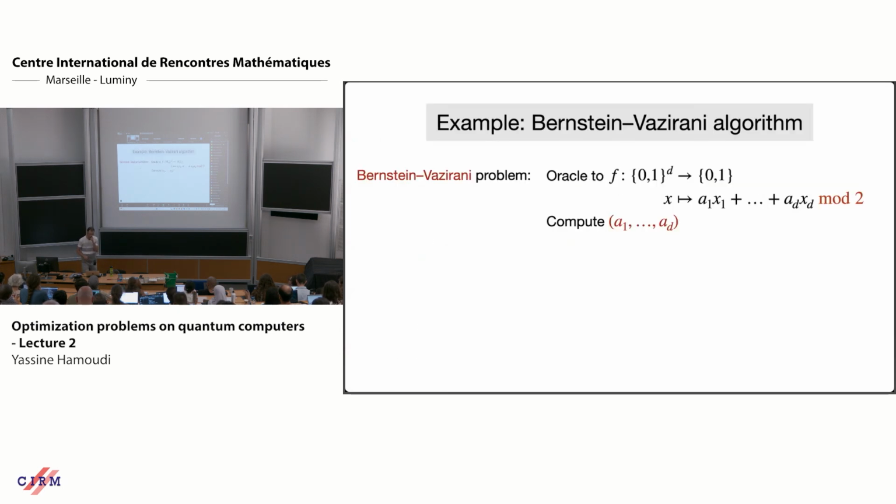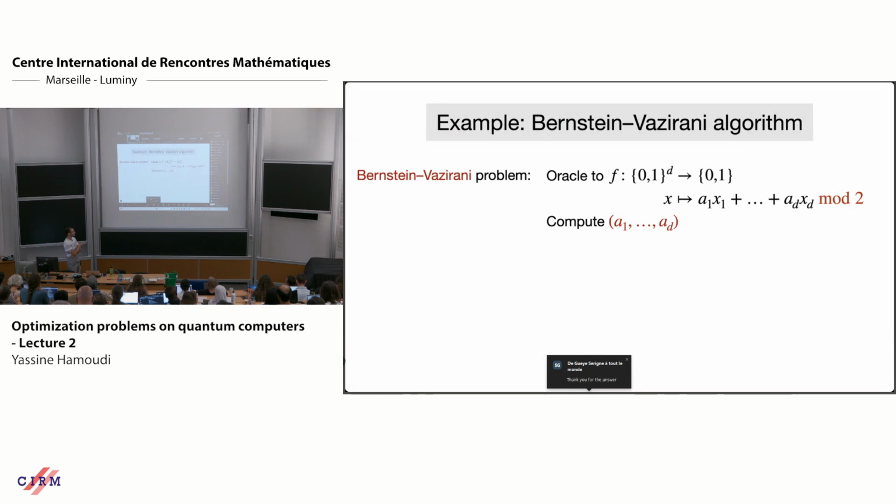Okay, so I would just like to give you an example of a quantum algorithm that is using oracles. This is a very well-known algorithm, which is one of the first discovered quantum algorithms. I guess most of you know what it is. It is called the Bernstein-Vazirani problem, and it solves the following task.